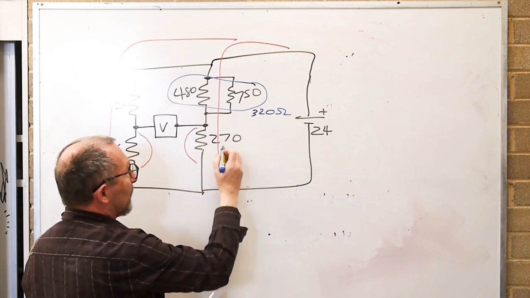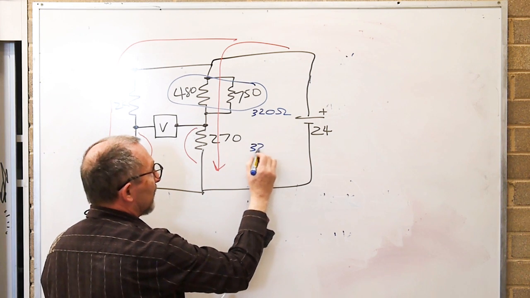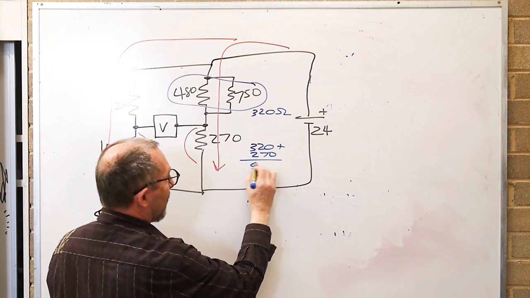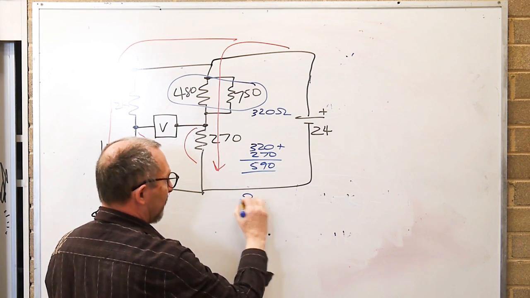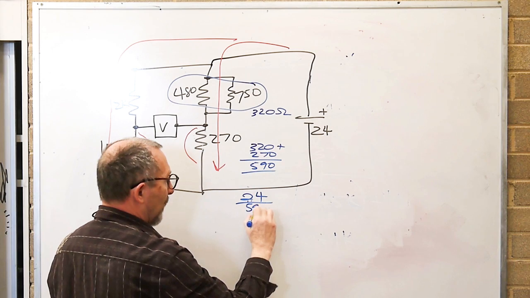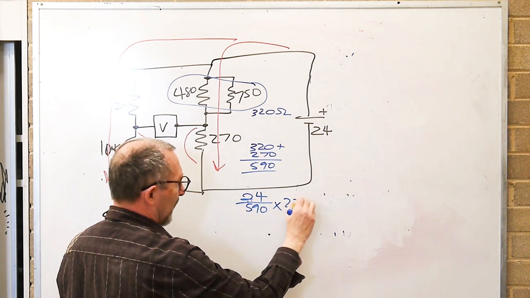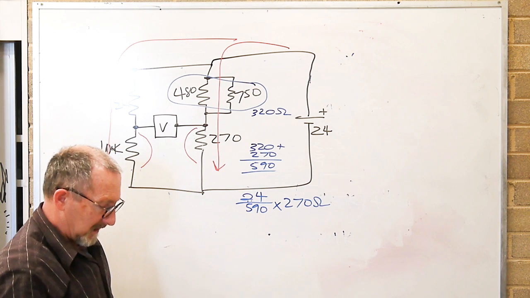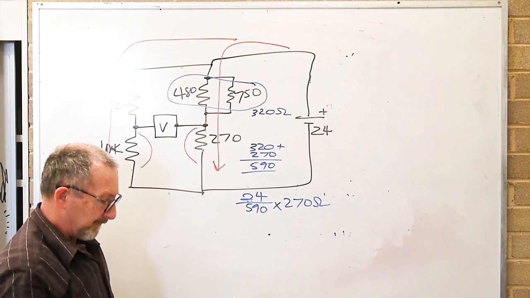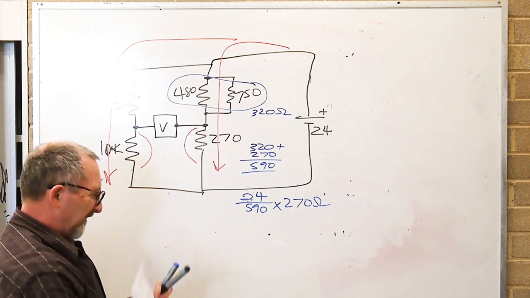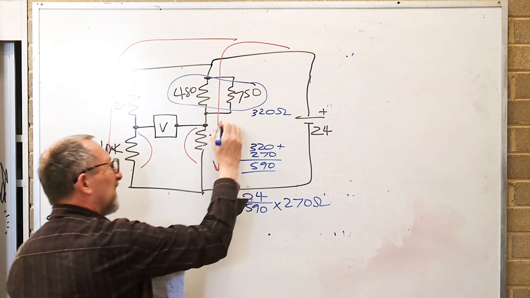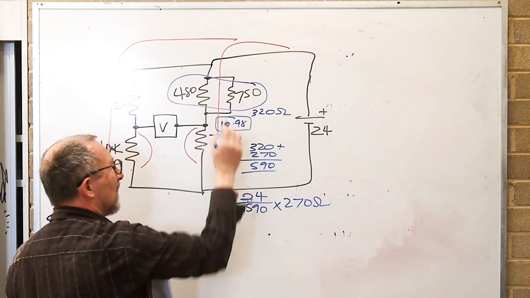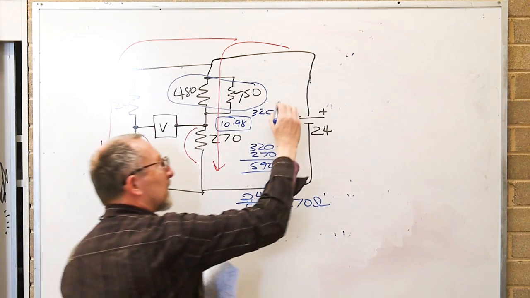So 320 plus 270, 320 plus 270, what's that going to be? 590. So it'd be 24 divided by 590 times 270 ohms. And I did that and I got 10.98, I think it was, volts. 10.98 volts at that point there. And again, that's based on an approximation.